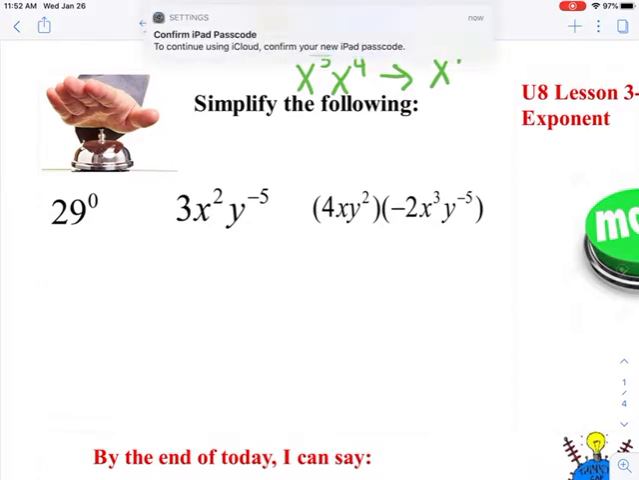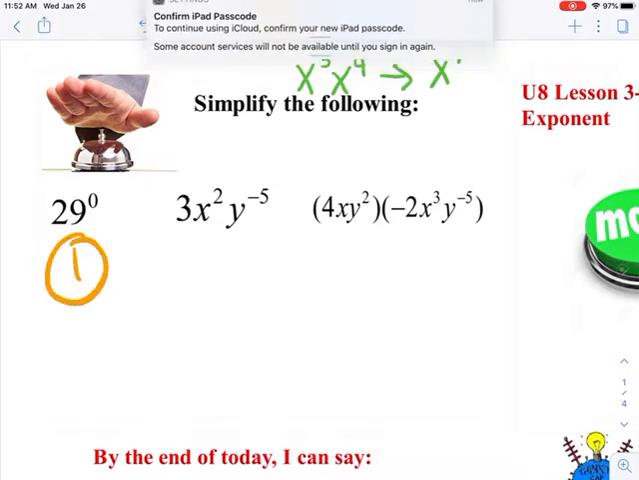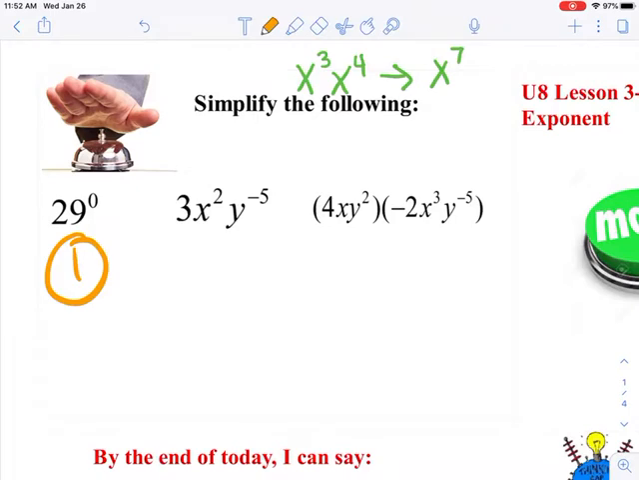So for the first one, 29 to the 0 power, we know anything raised to the 0 power, that's just 1. That one's really nice and simple to simplify.